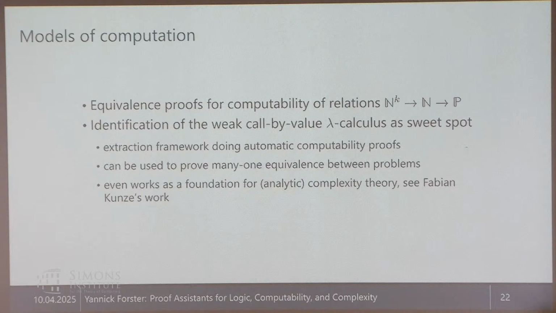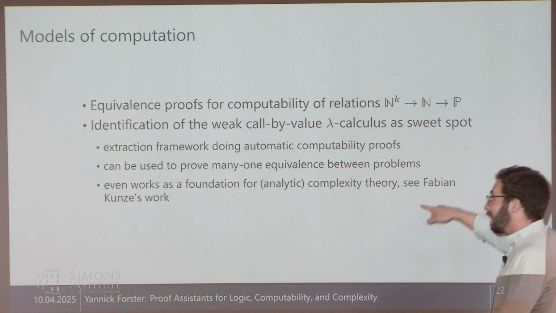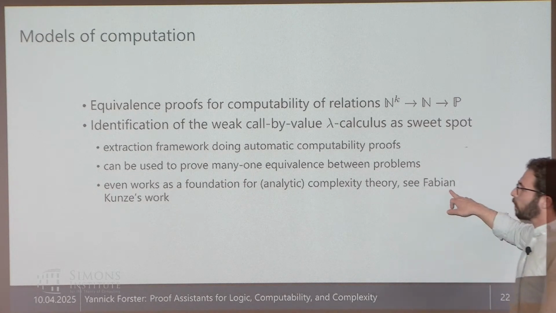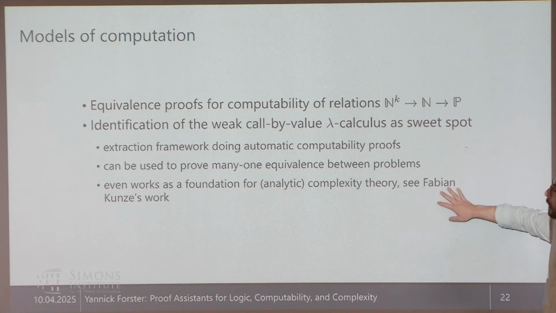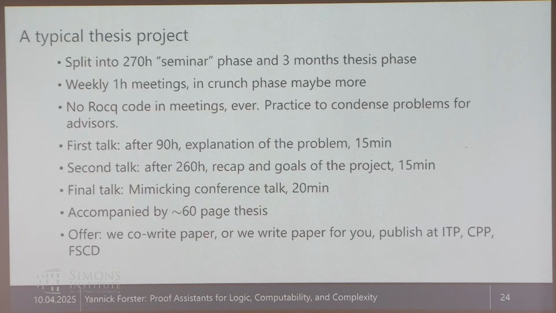And actually, this even works as a foundation for analytic complexity theory, a line that was followed by Fabian Kunze, because this framework here can also do some limited automatic complexity theory proofs. So if you need to do complexity theory, you write down your ROC functions, you press the button, you hope that the lambda calculus term falls out, and you can continue with this. Right. This I want to mention because I think it's interesting.